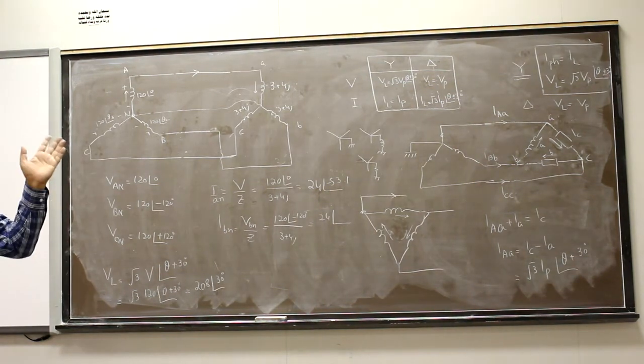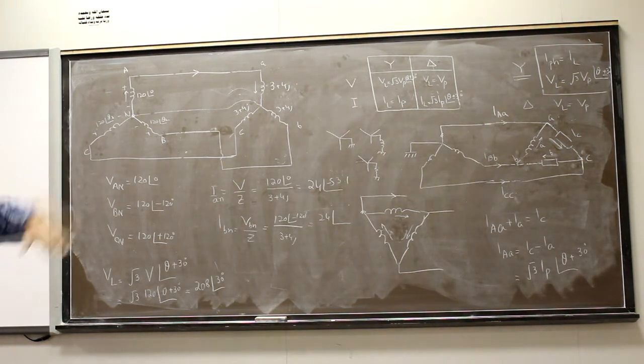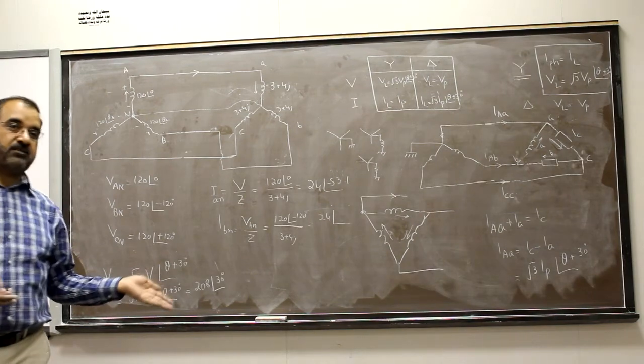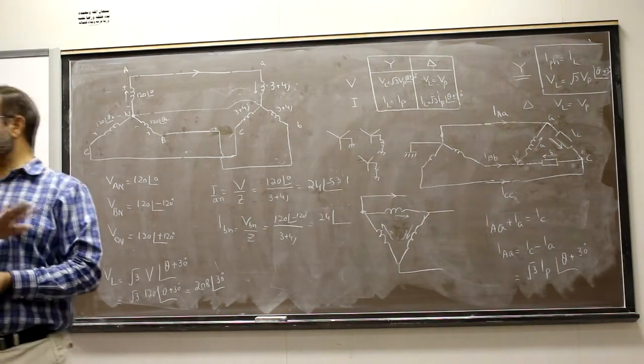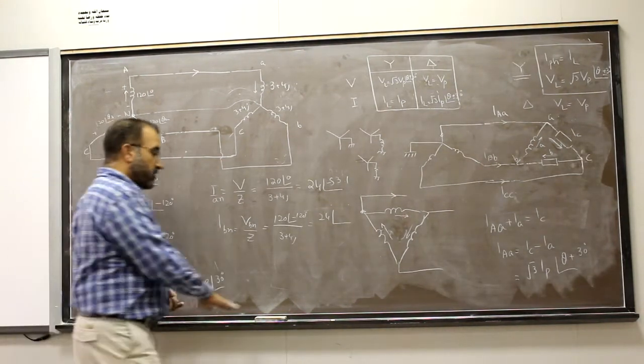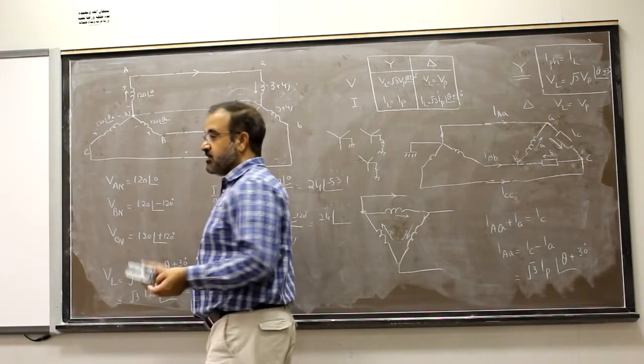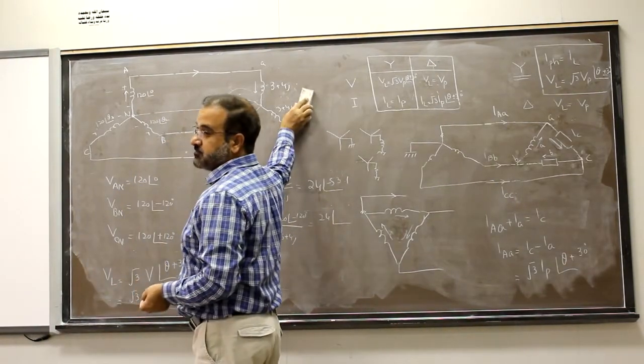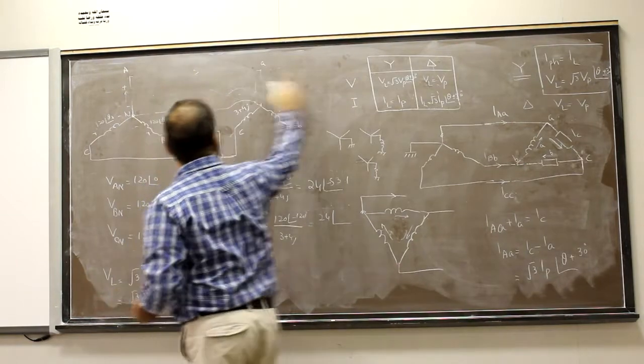But the theory is the same, no change. Line voltage is equal to what? Phase voltage is equal to what? Phase current is what? Line current is what? The basics are these. Now let me give you maybe 15-20 minutes for power. I will use the same equations.